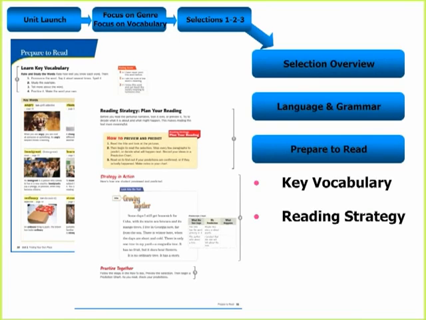So we've built background through the selection overview, and we've introduced the language and grammar focus for the selection. Now it's time to teach key vocabulary and the reading strategy. The goal of the Prepare to Read lesson is to provide highly scaffolded instruction in key vocabulary and the reading strategy. Each unit focuses on a specific reading comprehension strategy, and each selection within that unit will focus on one aspect of that strategy.